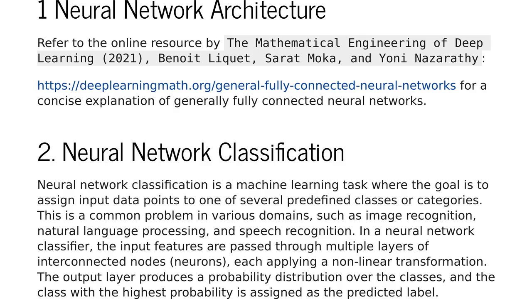Welcome everyone. In this lesson, we will explore the architecture and function of neural networks, focusing specifically on how they are used for classification tasks. Neural network classification is a powerful technique that allows us to build models that can categorize data, solving problems that come up in fields like image recognition and natural language processing.